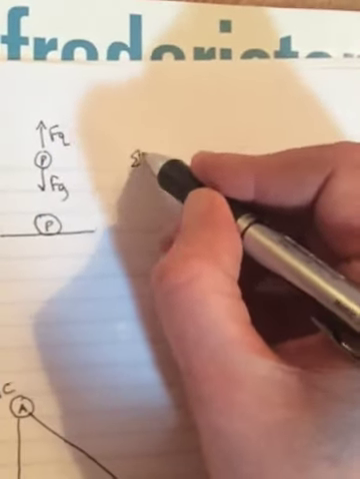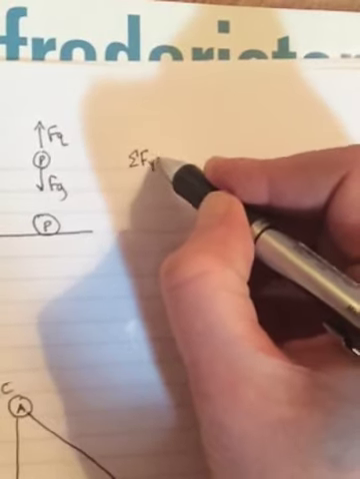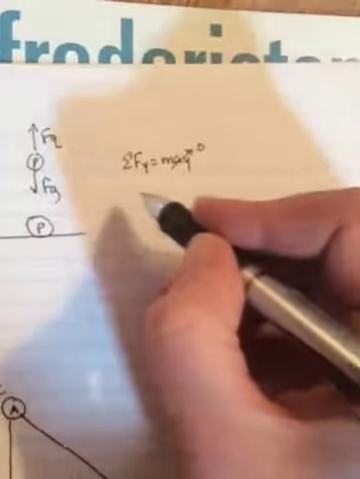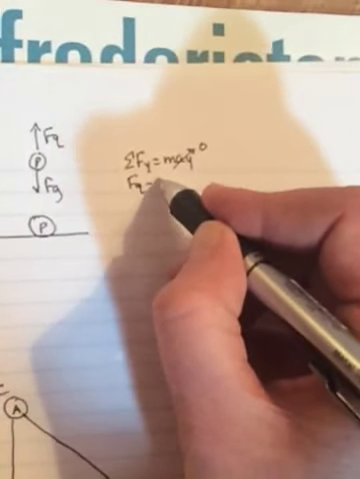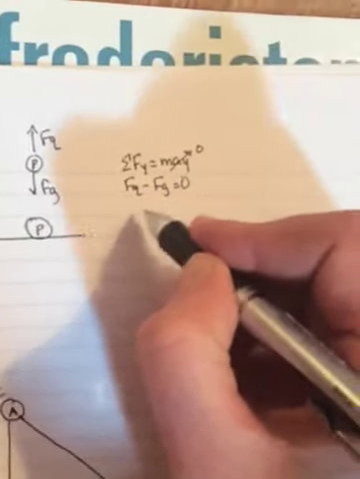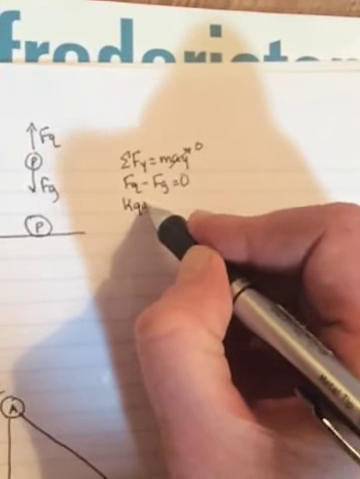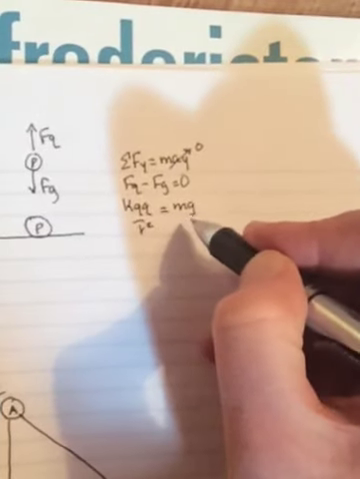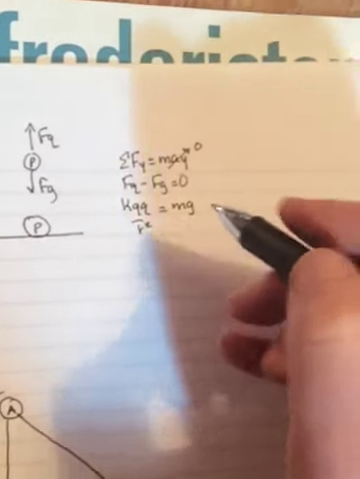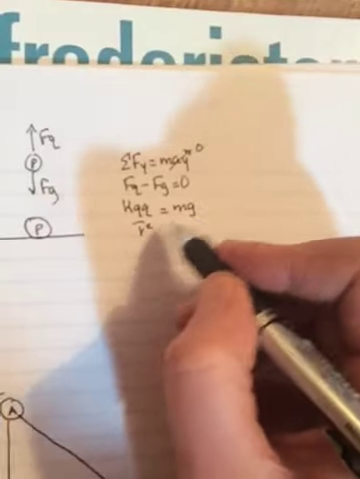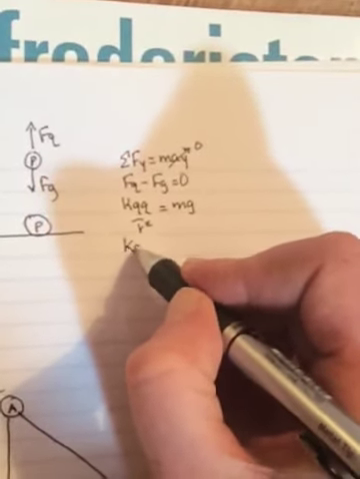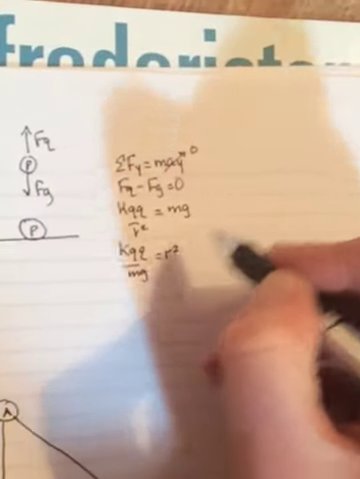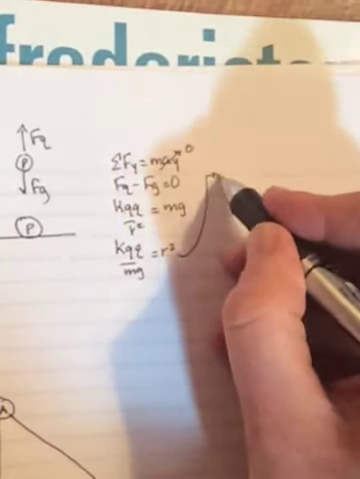So if we do sum of the forces in the y direction, it is equal to ma_y. He's floating, so that must be 0. So it'll be Fq minus Fg equals 0. So in other words, kqq over r squared must be equal to mg. And then you're just looking for r. So take the r squared up, bring the mg down. Kqq over mg must be equal to r squared. And now we can fill in our numbers.